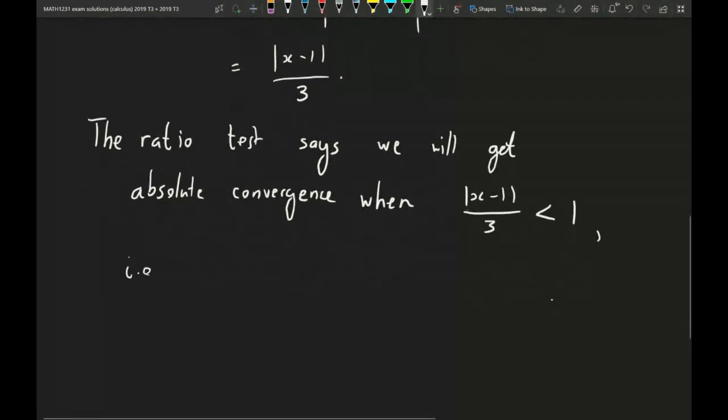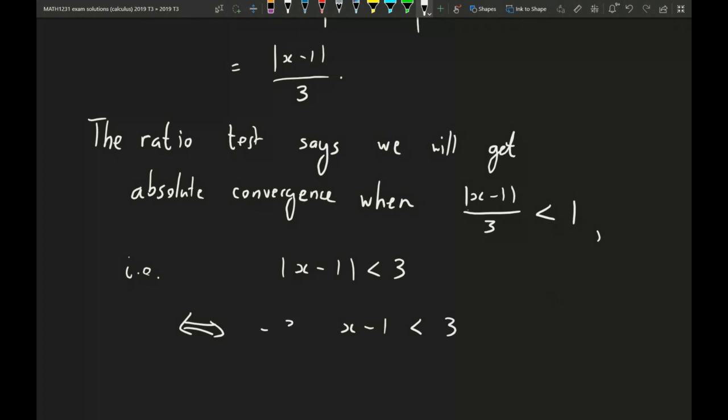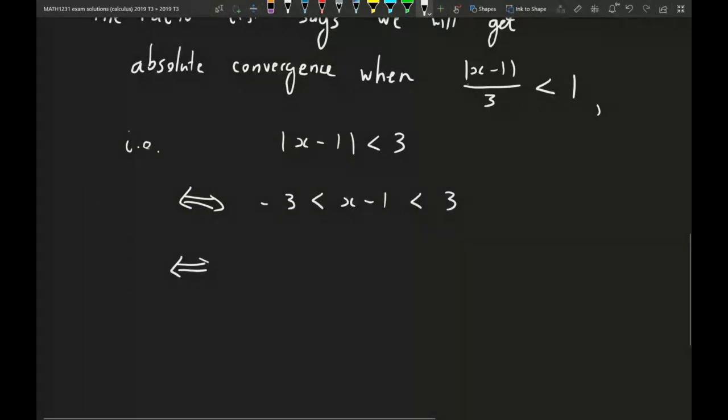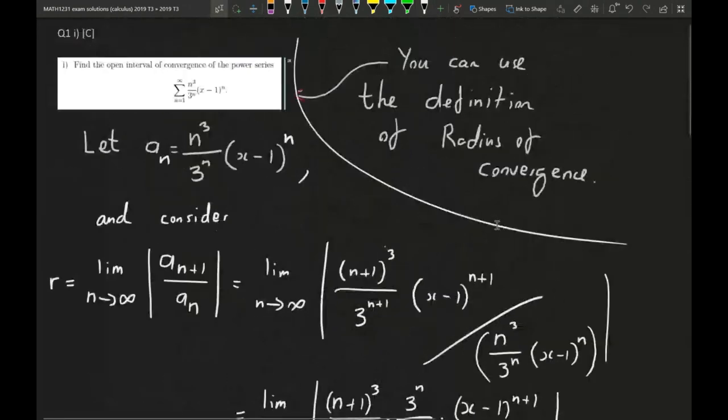So what does that really mean? Well, it means that the absolute value of x minus 1 is less than 3, or equivalently, x minus 1 is between 3 and minus 3. And that is equivalent to, just add 1 to everything to shift these inequalities, minus 2 less than x less than 4. So I'll quickly go back up to the top. The question was asking us to find the open interval of convergence. So I should answer as an open interval.